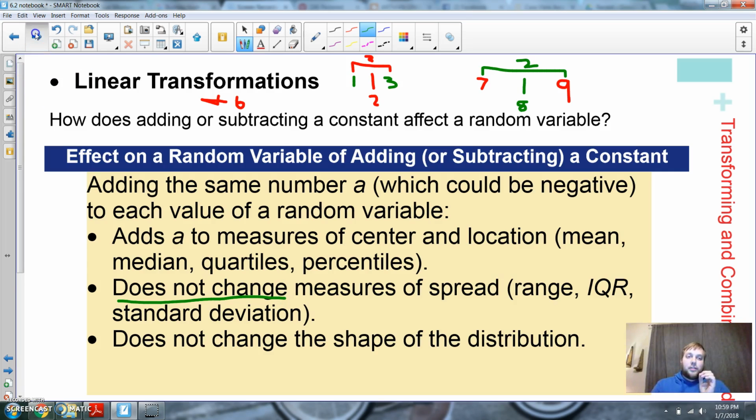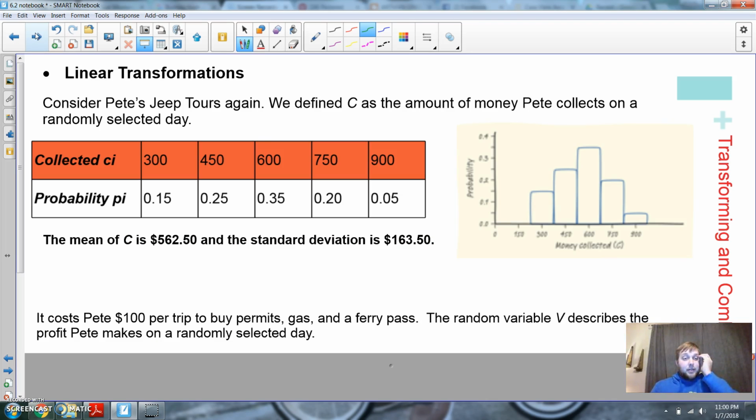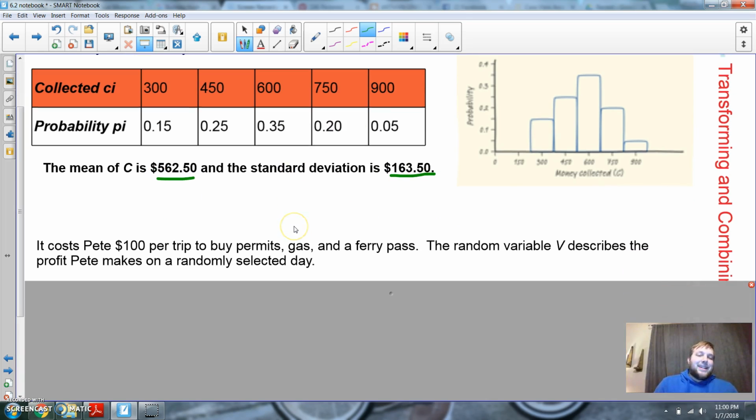Okay, so let's see an example of poor Pete here. Consider Pete's Jeep tours again. We defined C as the amount of money, and we figured that out last problem. Now, it costs Pete $100 per trip to buy permits, gas, and ferry pass.